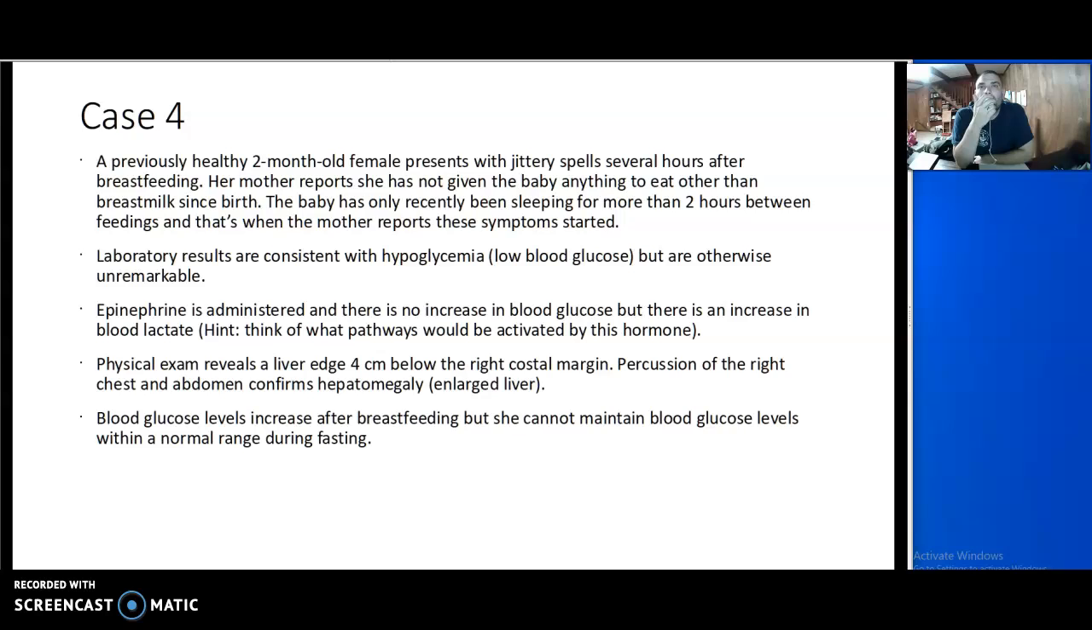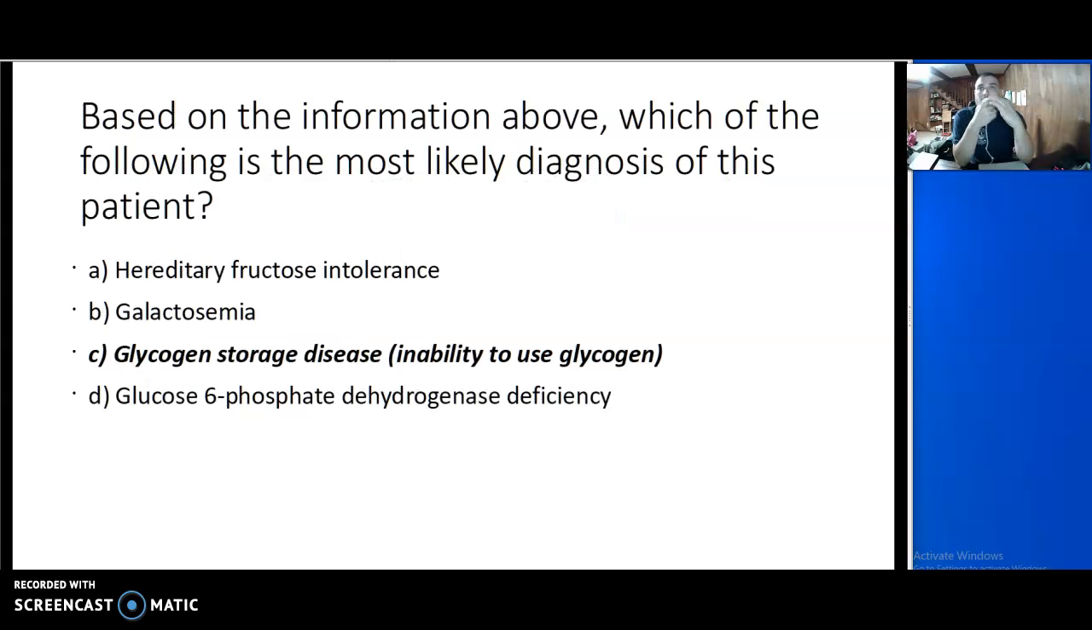Physical exam reveals the liver edge 4 centimeters below the costal margin, essentially hepatomegaly, an enlarged liver. The blood glucose levels after breastfeeding are good, but the child cannot maintain levels within a normal range in a fasting period. So these are the options, but ultimately we're going to end up determining this is a glycogen storage disease, which is an inability to store or use stored glycogen. There are multiple. We'll talk about that at the end of this lecture.